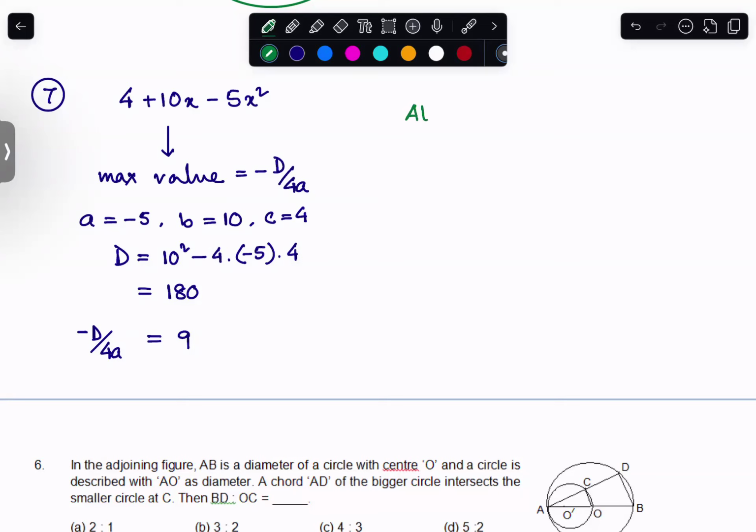Alternatively, if you have somehow failed to recall this particular reference, still you can consider 10x and minus 5x square are the only two variable associated terms. Yes, sir. So keeping 4 aside, you can make it 4 minus 5 into x square minus 2x, right? Yes, sir.